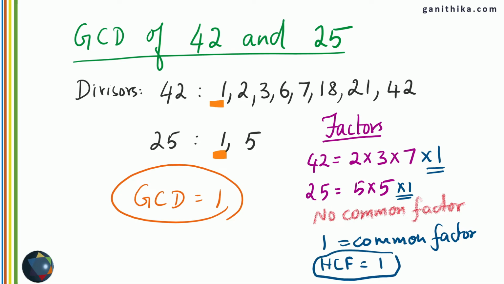When you prime factorize any two numbers and if you don't see any common factors, then the highest common factor is 1. So this is what you need to take away from this particular point. The HCF of any two numbers which don't have any other common factors will be equal to 1. And these two numbers are called co-prime numbers.